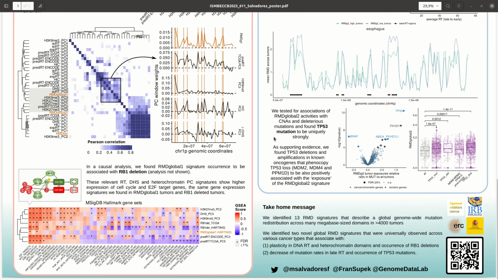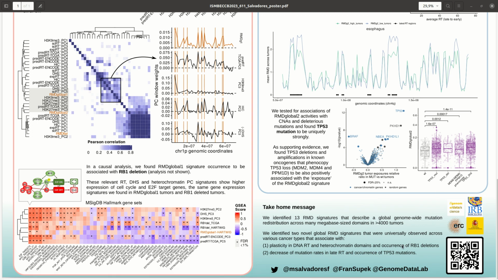For this signature, we tested for association of their activities with copy number and deleterious mutations and found TP53 mutations to be strongly associated. As supporting evidence, we see that TP53 deletions, as well as amplifications in non-oncogenes that phenocopy the TP53 loss, are positively associated with RMD Global 2 activities.